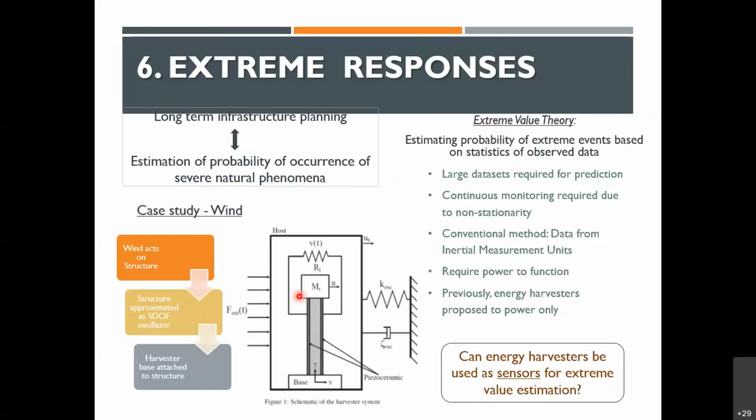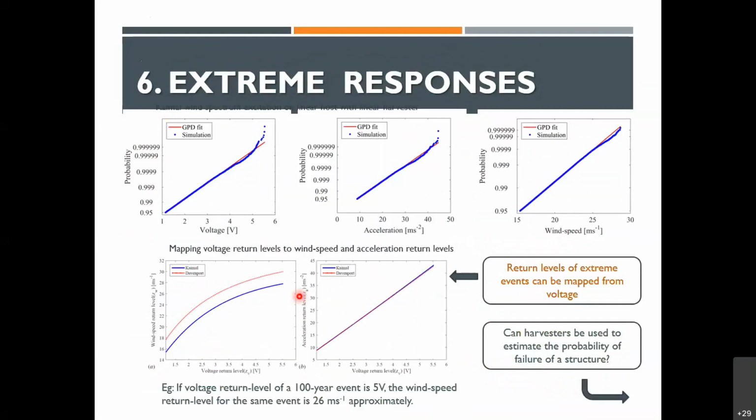So this can actually be done for various kinds of situations. We showed it for wind, and we also showed it for various wind risk spectra that are considered. Here's a comparison between Kaimal and Davenport spectra. Can we map the return levels of extreme events from the voltage? And yes, we can.